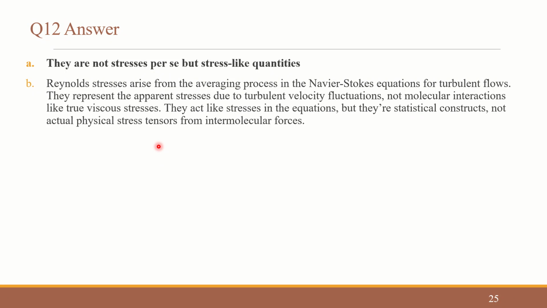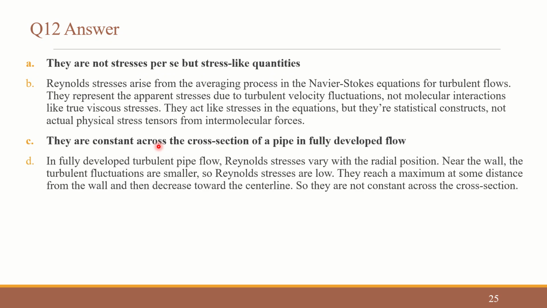They represent the apparent stresses due to turbulent velocity fluctuations, not from the molecular interactions, which lead to the true viscous stresses. So we are saying they act like stresses in the equations. They are from the statistical constructs, not the actual physical stress tensors from the intermolecular forces. So option A is true. Second one, it is given that they are constant across the cross section of a pipe in a fully developed flow. So we are saying it is false.